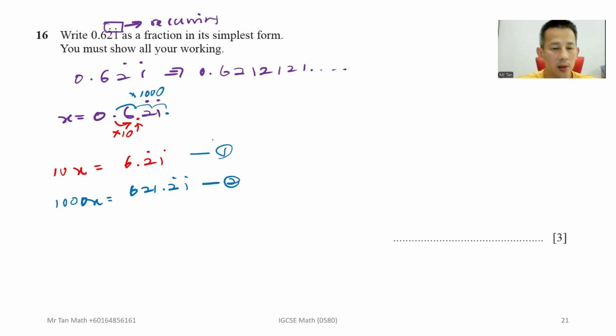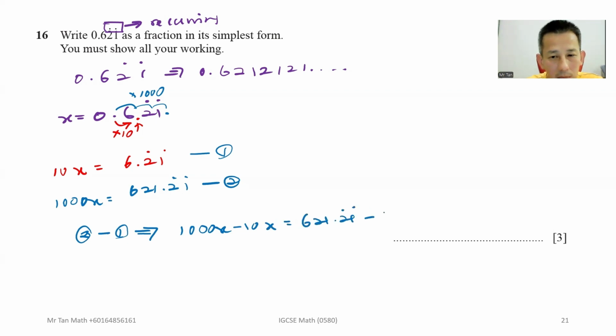Then you take the second equation and minus the first equation. You will get 1000x minus 10x equals 621.21 recurring minus 6.21 recurring. Okay, 990x equals 621.21 recurring, then you minus 6.21 recurring, which gives 615.